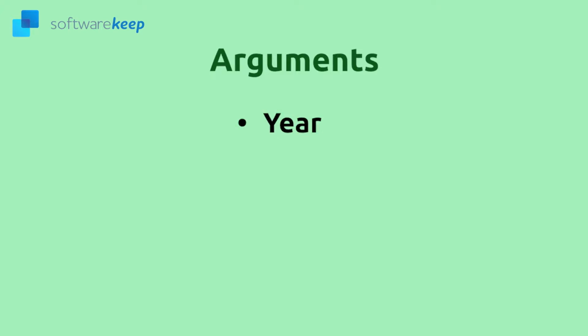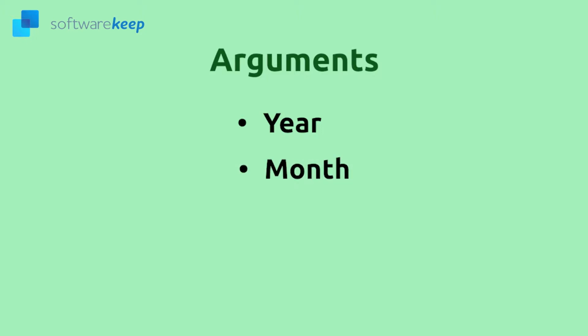Year. The value can include 1 to 4 digits. Excel will always interpret this argument according to the date system used by your computer. By default, Excel for Windows uses the 1900 date system. This means that the first date is January 1st, 1900.